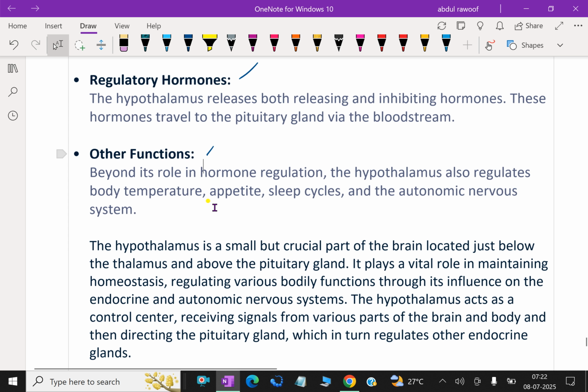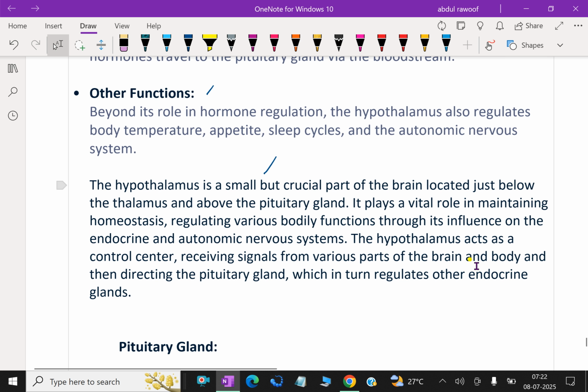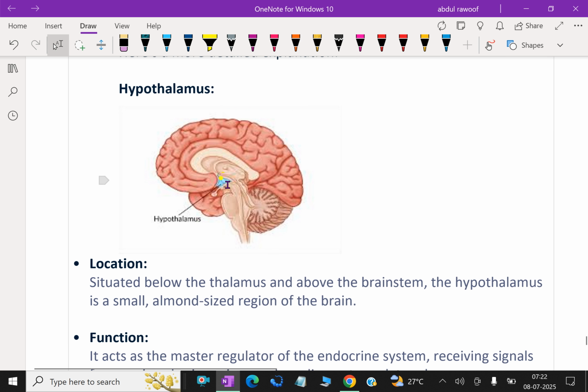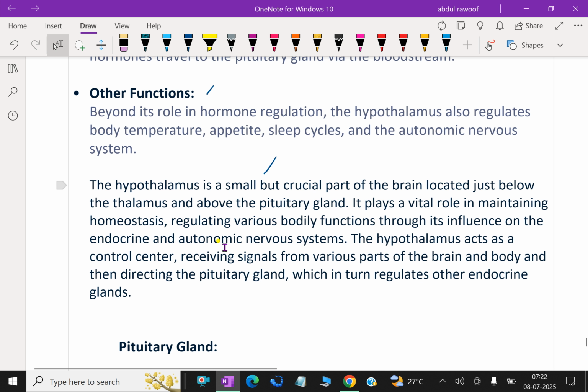Some other functions. Beyond its role in hormone regulation, the hypothalamus also regulates body temperature, appetite, sleep cycles, and the autonomic nervous system. The hypothalamus is a small but crucial part of the brain located just below the thalamus and above the pituitary gland.